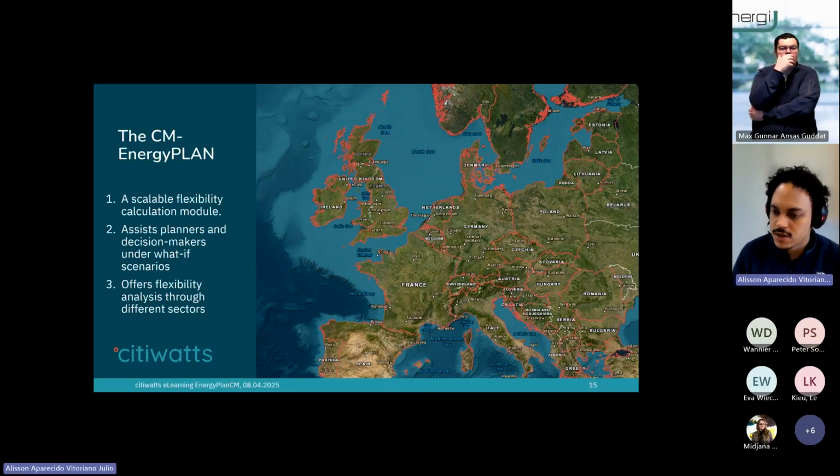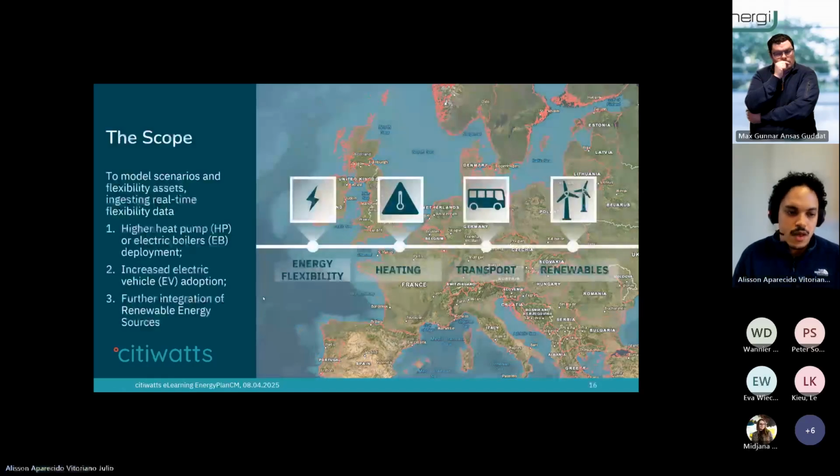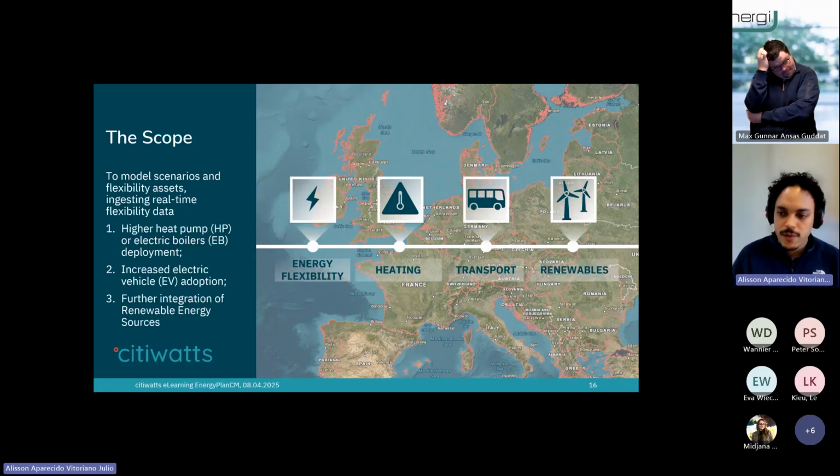The combination of Citiwatts and EnergyPlan was a concept to offer a novel and scalable flexibility calculation tool in order to assist planners and decision makers in analyzing energy flexibility in specific areas under various hypothetical scenarios, what are called what-if scenarios. Given that we have a scope for this tool, and this given scope is to develop these what-if scenarios by feeding them with real data to evaluate the flexibility potentials of that decided and given area.